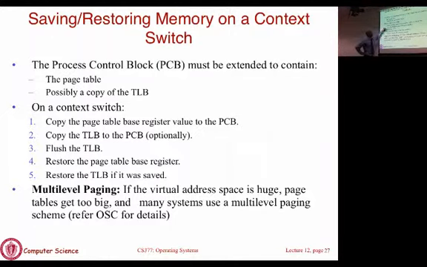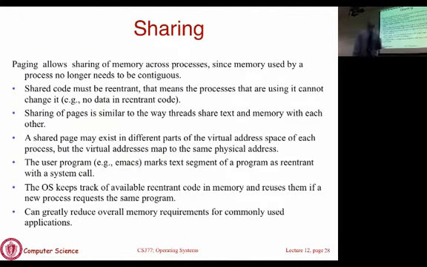So this is an optional step. You store the state of the TLB, you flush it, and mark all the bits invalid. You restore the TLB if it was saved, restore the page table register, and then you're ready to go. So in addition to saving and restoring registers, you have to also save page table base registers and optionally the TLB. Extra work to be done on context switches because you put in more hardware to deal with memory management. Multi-level paging we are going to skip.